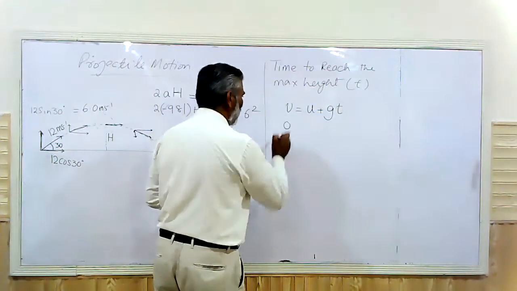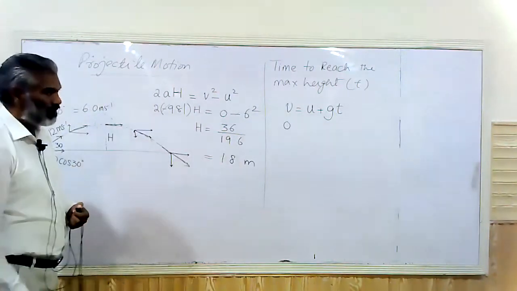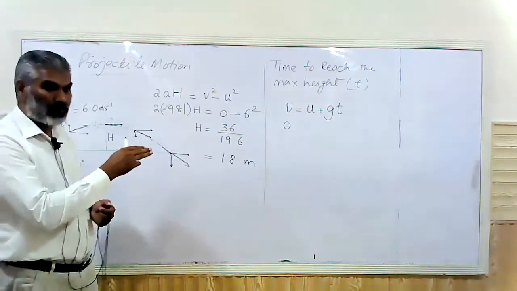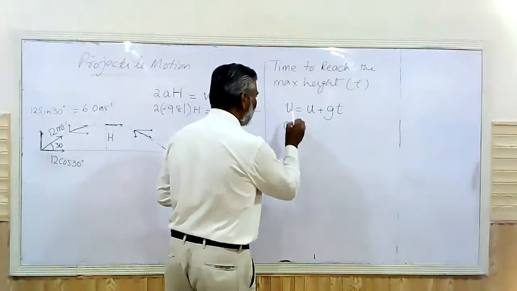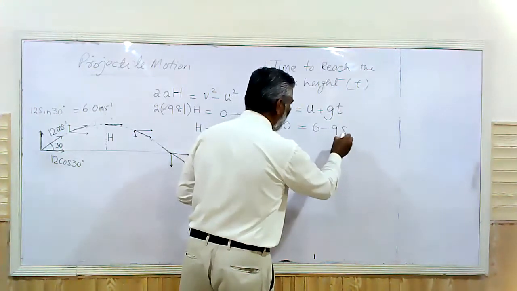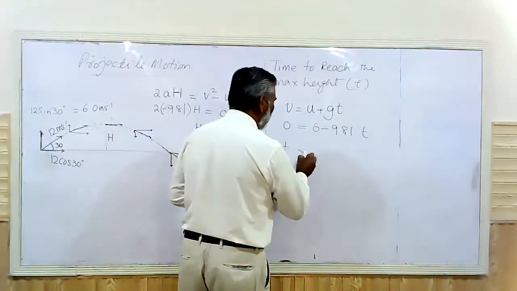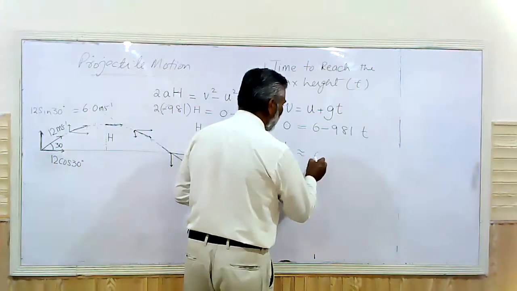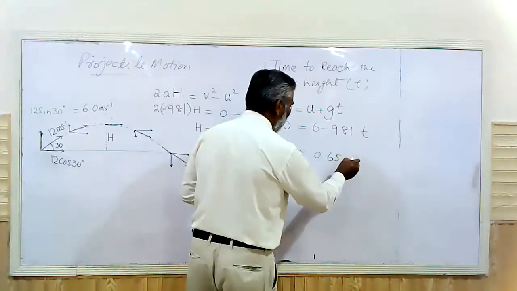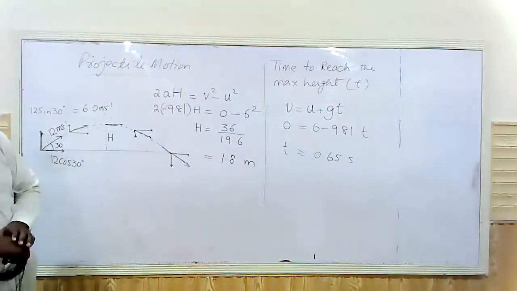This v is zero. For the same reason, we took v 0 here, because the object has reached the maximum height. Its vertical component of velocity is zero. So applying this equation to the vertical motion alone, v can be taken zero. This u is 6 minus 9.81 t. So when I simplify this, t is approximately 0.65 second maybe. So you can check this calculation again. It simplifies to something like this.